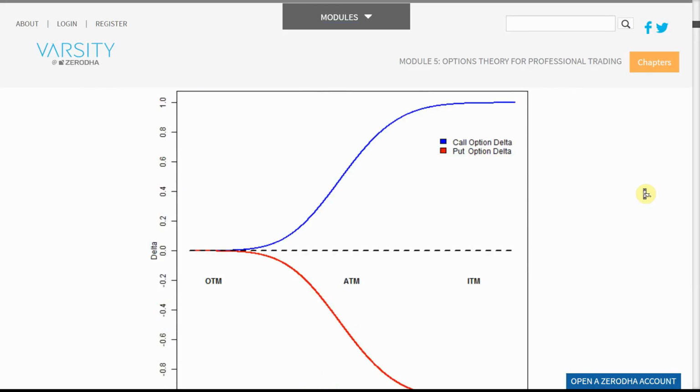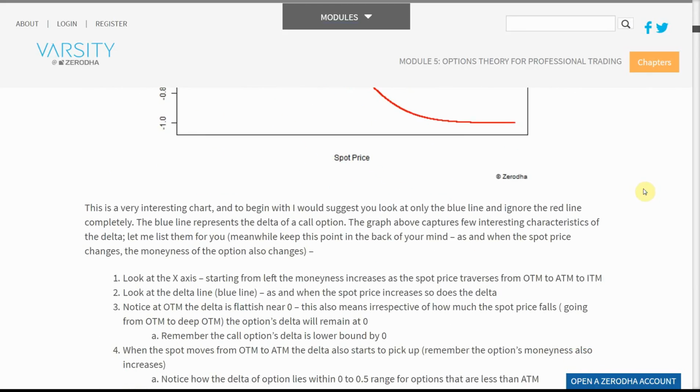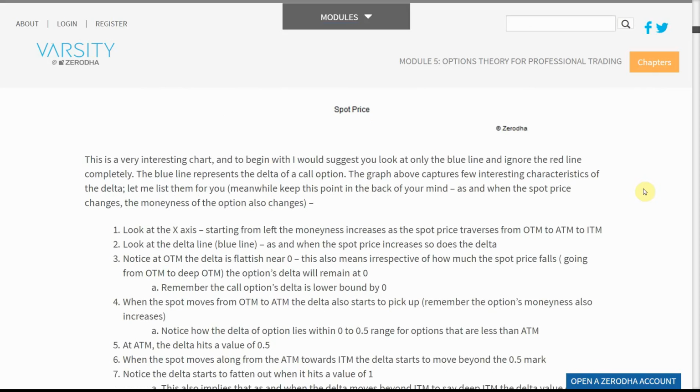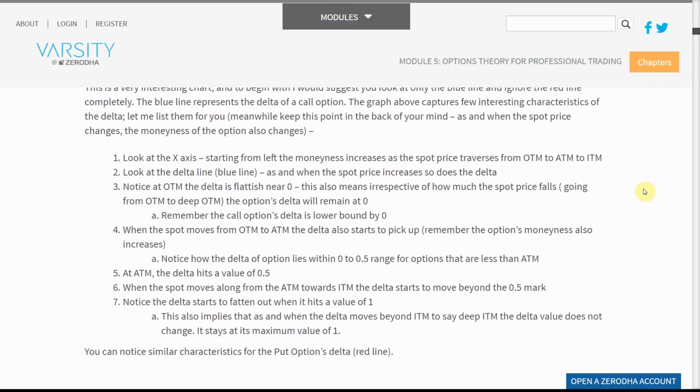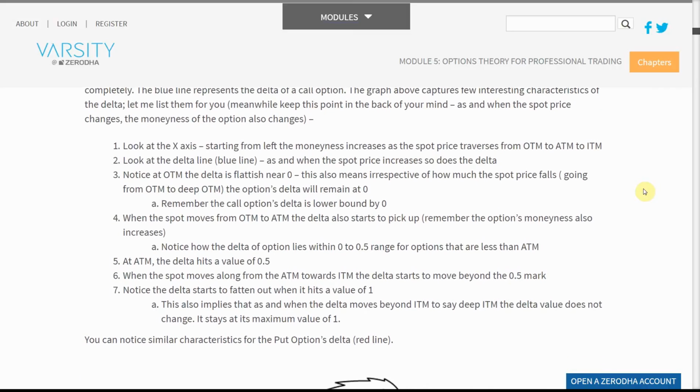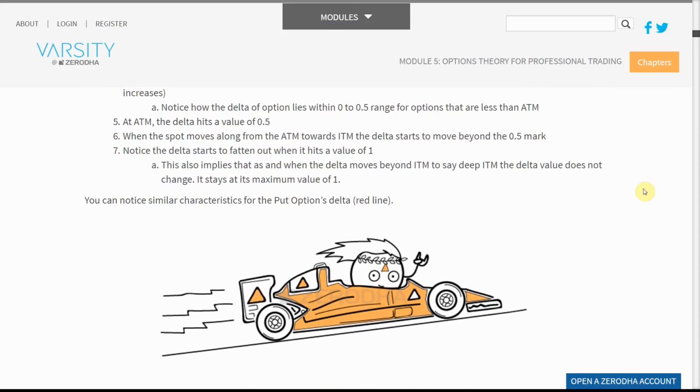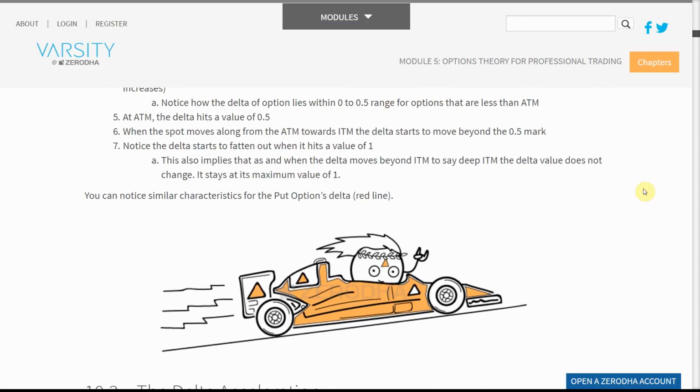Notice at OTM the delta is flattish near zero. This also means irrespective of how much the spot price falls, going from OTM to deep OTM, the option's delta will remain at zero. Remember, the call option's delta is lower bound by zero. When the spot moves from OTM to ATM, the delta also starts to pick up. Remember, the option's moneyness also increases. Notice how the delta of the option lies within the 0 to 0.5 range for options that are less than ATM. At ATM, the delta hits a value of 0.5.